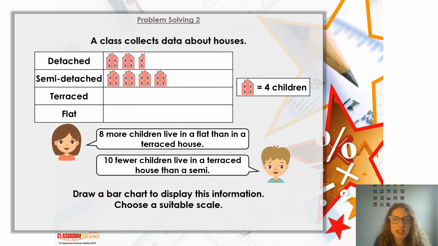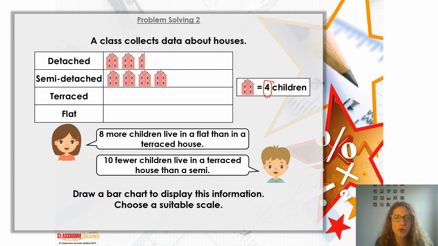Okay, so we're going to look at this data and we need to complete the pictogram first. So we've got down the side some house types. We've got detached, semi-detached, terraced or flat. And each picture of a house is worth 4 children. Okay, so up in detached, let's first of all work out how many are here.